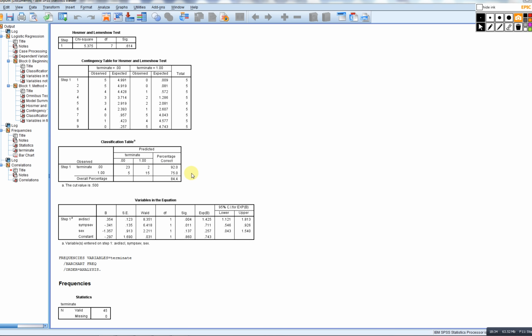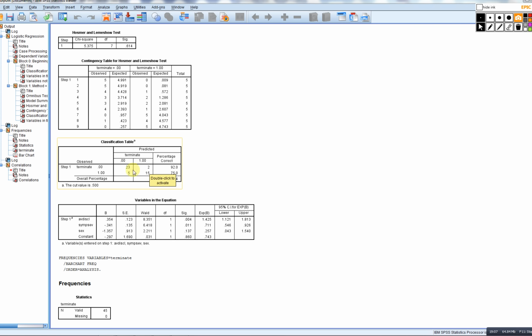Obviously, the 2 right here is representing misses in terms of classification accuracy. Essentially, that last 2 right here is the 8% that were incorrectly classified based on the model. They were incorrectly classified because these individuals were predicted by the model to terminate, and yet they were actually folks who did not terminate.